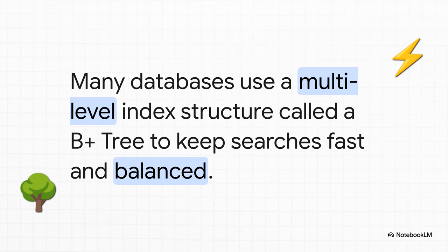But wait, how do you keep that index perfectly sorted when data is being added and removed millions of times a second? Well, databases use this incredibly clever structure called a B+ tree. Just try to imagine a perfectly balanced family tree where every leaf, or every piece of data, is the exact same distance from the top. It is constantly reorganizing itself to stay balanced, which ensures searches are always lightning fast and predictable, no matter how huge the database gets.